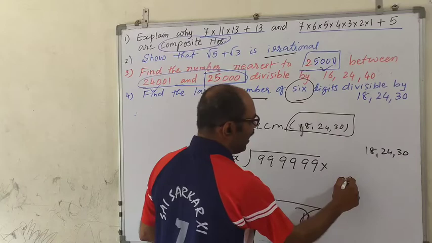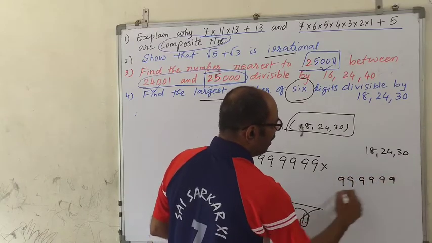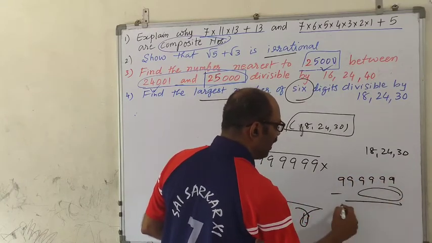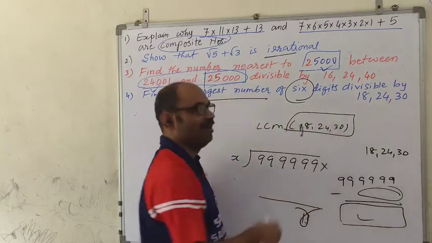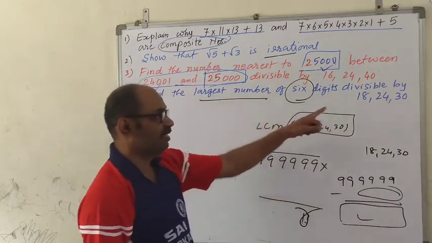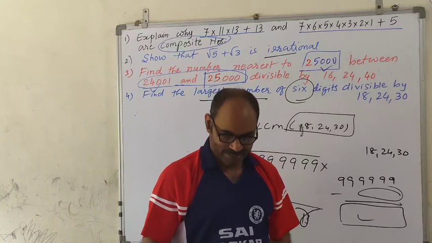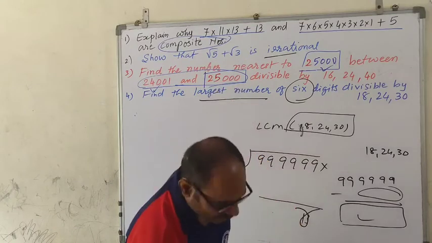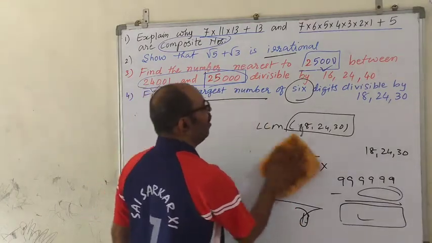So, 99999 minus whatever remainder comes, subtract it. So this will be the largest number of 6 digits which is exactly divisible by 18, 24 and 30. Clear to you, children? Alright.